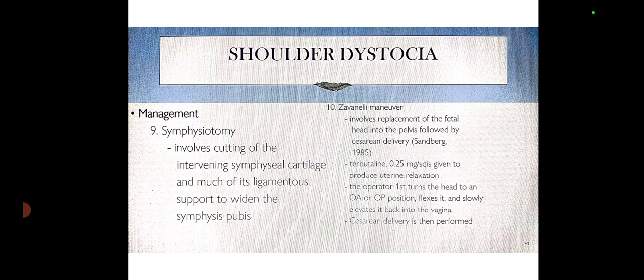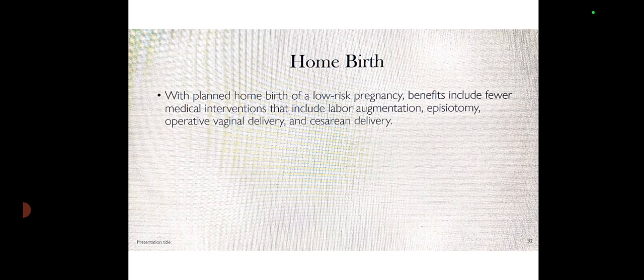Zavanelli maneuver. This involves the replacement of the fetal head into the pelvis followed by caesarean delivery. Terbutaline 0.25 mg subcutaneously is given to produce uterine relaxation. The operator first turns the head into the OA or OP position, flexes it and slowly elevates it back into the vagina. The caesarean delivery is then performed.